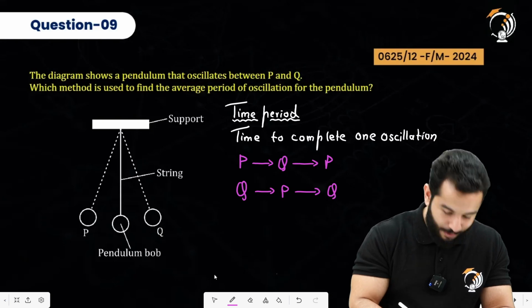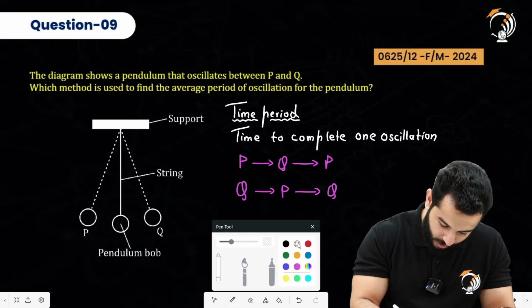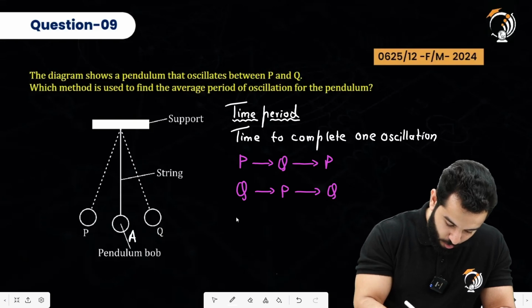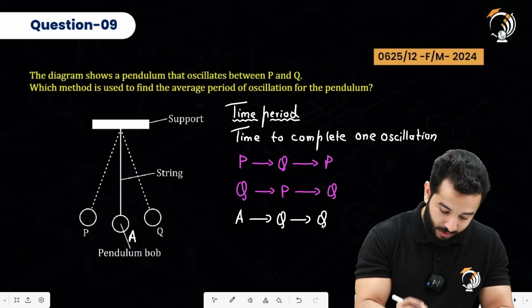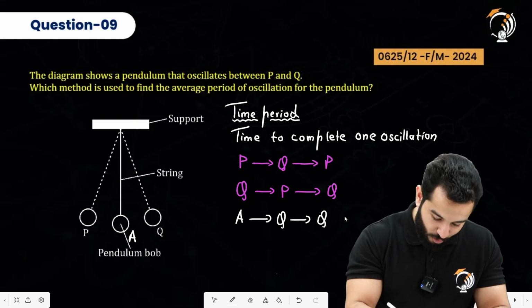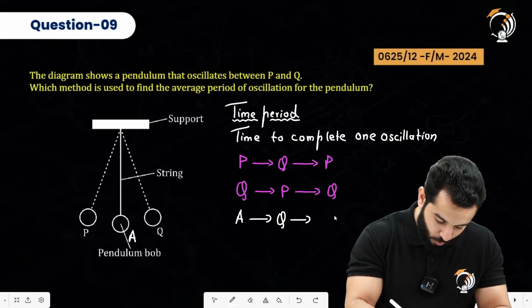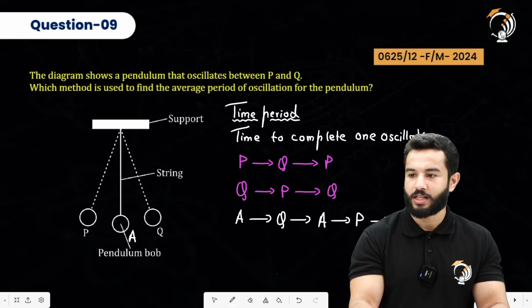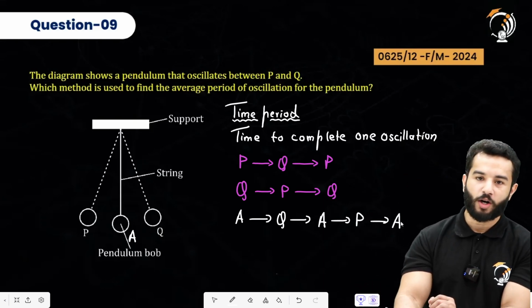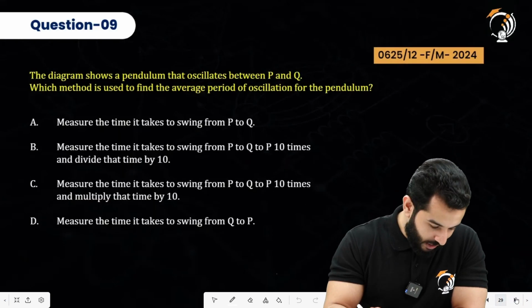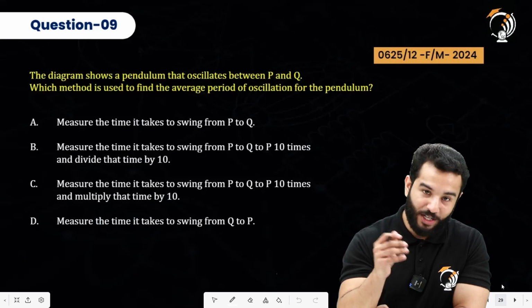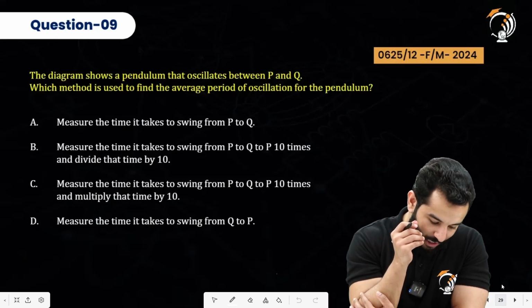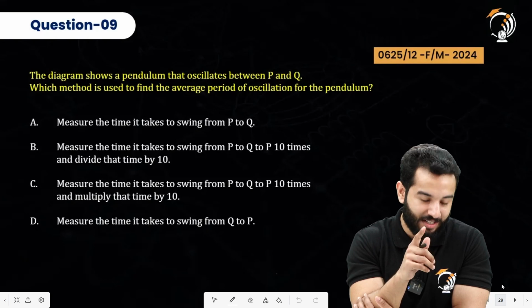And let's say, I mean, you get it, right? Or let's say we have got another point over here as A. It could be like from A to Q, from Q to A. Now that's not correct, right? The other option is from Q to A, and then from A to P, and then from P to A. That's going to be the correct way, right? So hopefully you have got it. So for this, measure the time it takes from P to Q, that's wrong. Measure the time it takes from P to Q to P, that's correct.